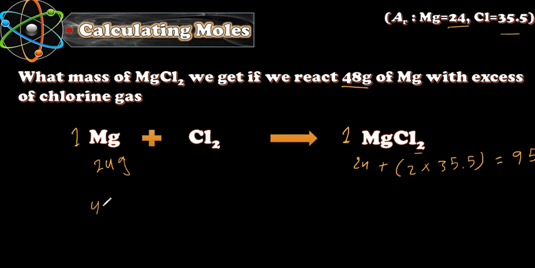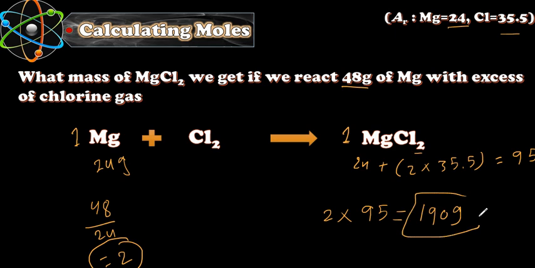So 48 over the relative atomic mass of magnesium, 24, that gives you 2. So if you have 1 mole, you get 1 mole. If you use 2 moles, how many moles of magnesium chloride do you get? 2 moles. So we are going to multiply 2 times 95. That gives you 190 gram of magnesium chloride, and this is the final answer. So if we use 48 gram of magnesium, we will get 190 gram of magnesium chloride.